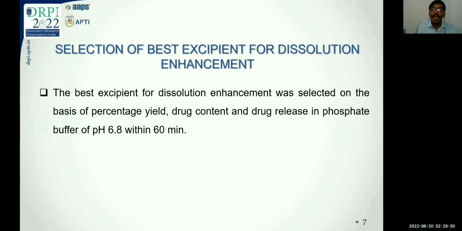Selection of best excipient for dissolution enhancement. This was performed on the basis of percentage yield, drug content, and drug release in phosphate buffer of pH 6.8 within 60 minutes.